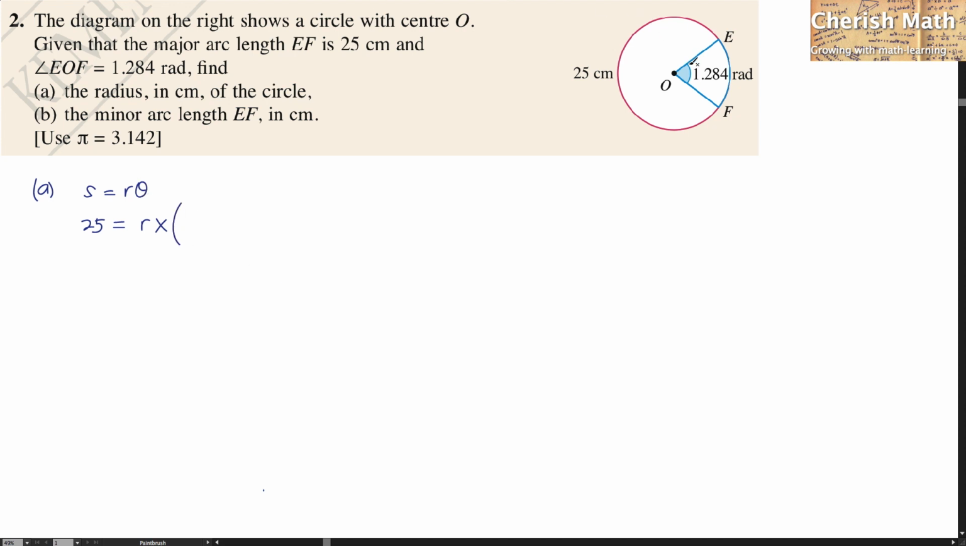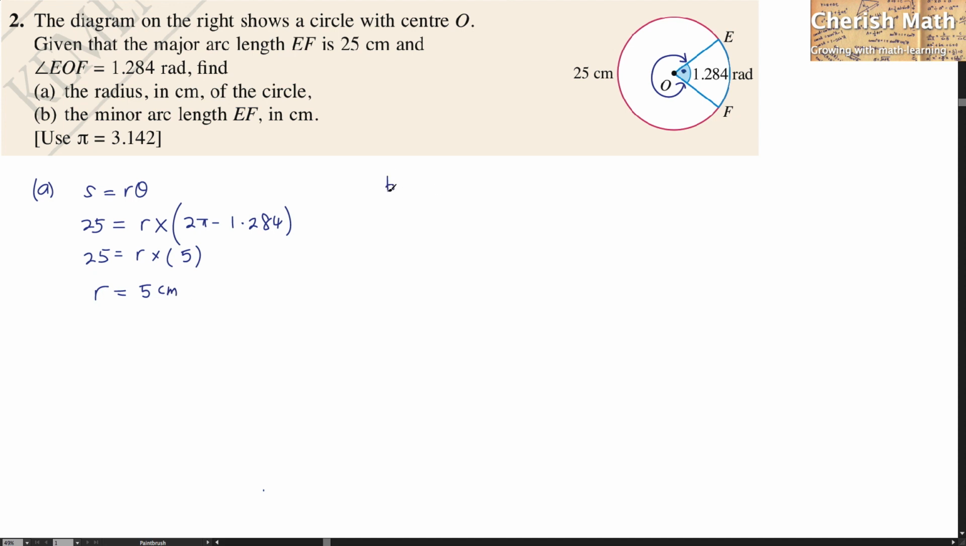I'm going to use 2 pi, that consists of the complete circle, minus this part that I'm highlighting here, which is 1.284, and let me simplify the thing here. That is going to be R times the value in the bracket, which is going to be 5 after using the calculator. Now, what is the value of R? It is by using 25 divided by 5, and I'm getting 5 centimeters.